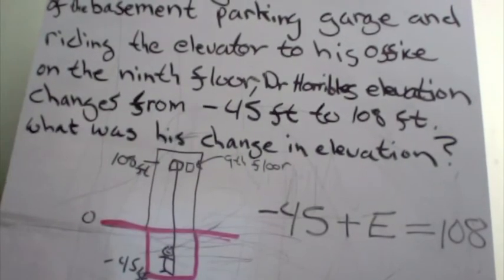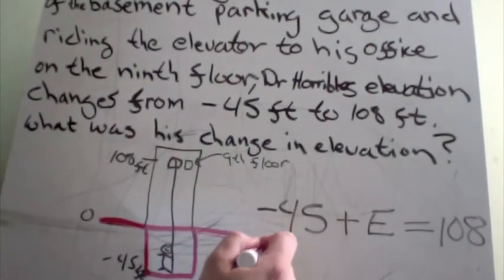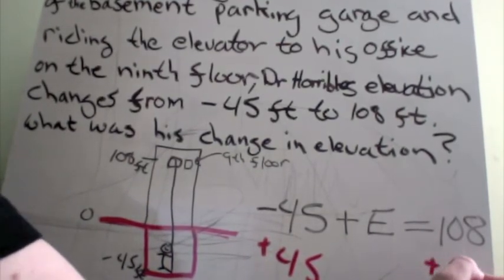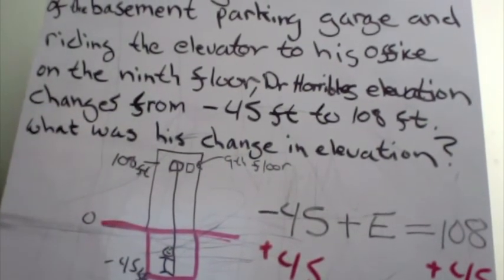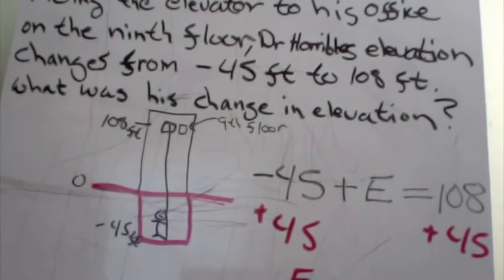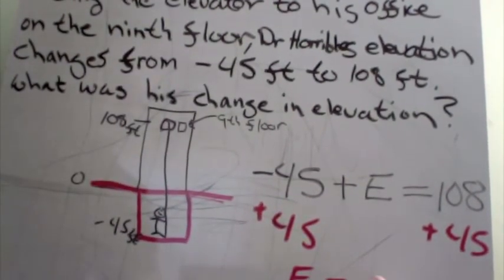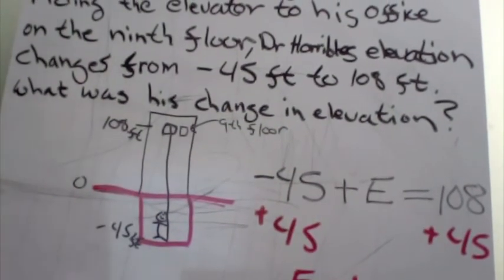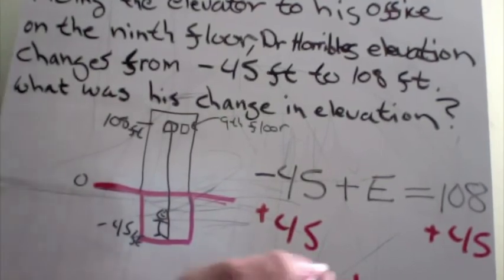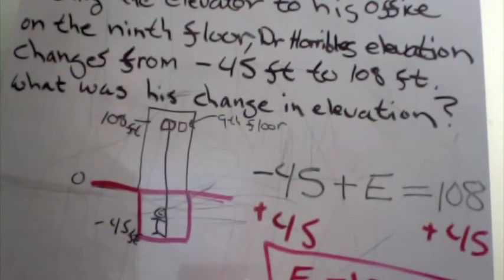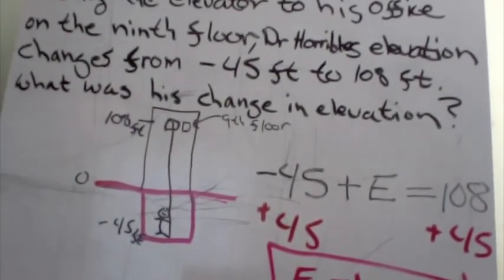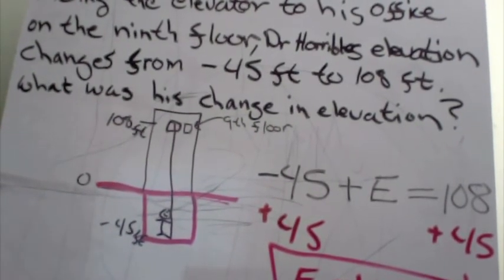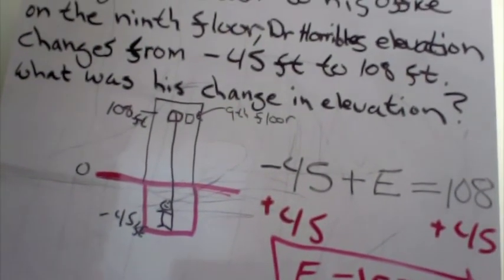Say, okay, well, we've got a negative 45 here. So it's the opposite of negative 45, adding a positive 45. Okay. So our net change in elevation is going to be what? Let's see, 45 plus 108, 153 feet. Okay, so again, little bite-sized chunks. Drawing a picture makes a huge difference, and trying not to do too much at once.